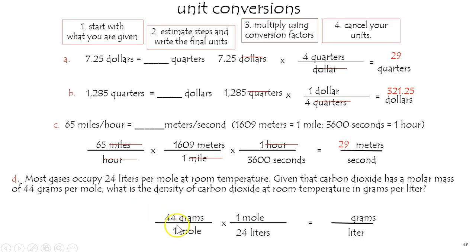By the way, when you start with what you're given, don't be surprised if you accidentally wrote it upside down. These can always be flipped over. A mole has a mass of 44 grams, just like 44 grams is a mole. Okay, so cancel your units, knowing it shows you did it perfectly, and we end up having a density of 1.8 grams per liter. This is an introduction to unit conversion.